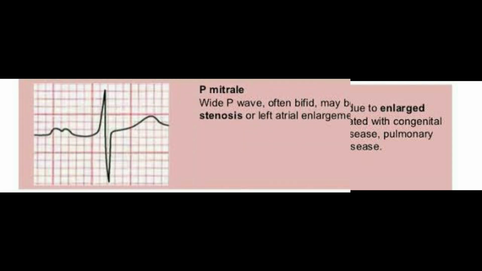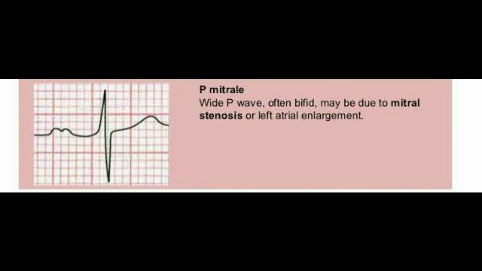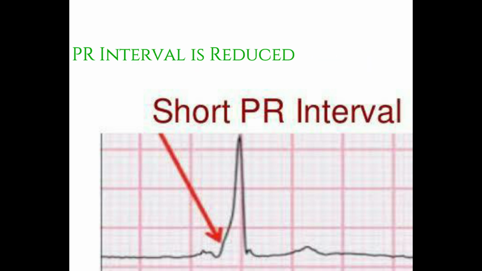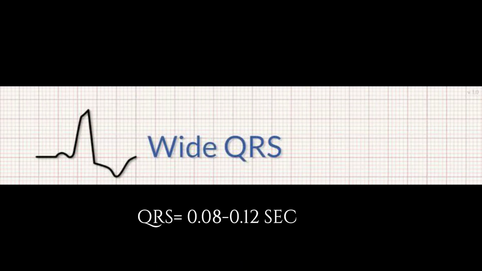If there is left atrial enlargement, then there will be a notch in each P wave. It is known as P mitral. In case of pericarditis, the PR interval is reduced from its normal length. The normal length of the PR interval is 0.12 to 0.2 seconds. Normal QRS length is 0.08 to 0.12 seconds.